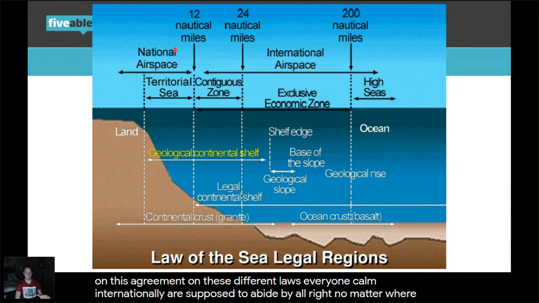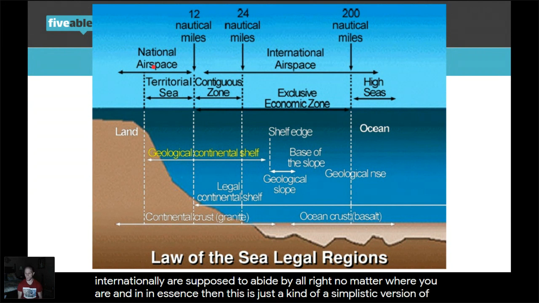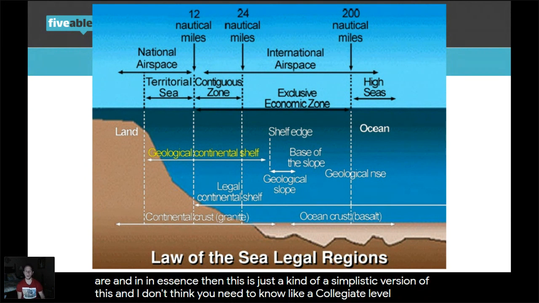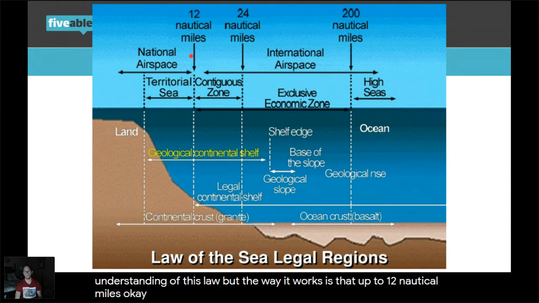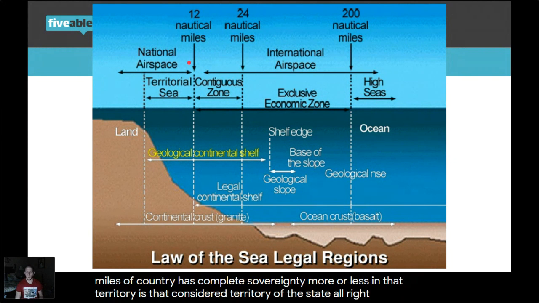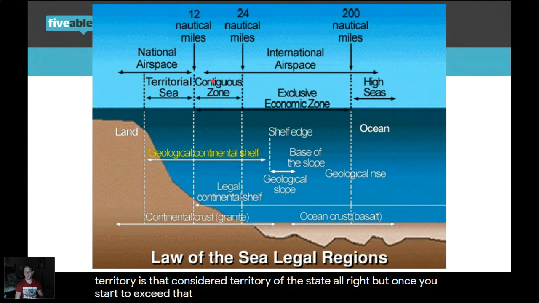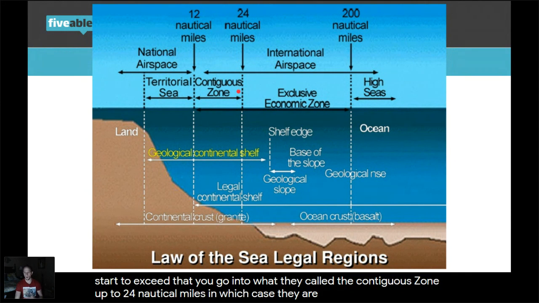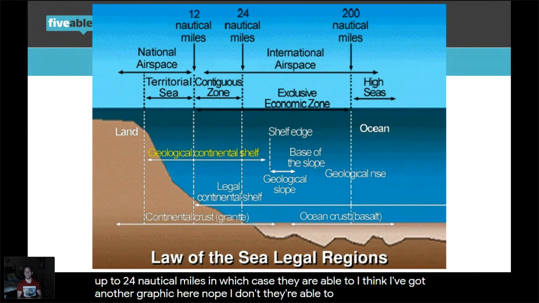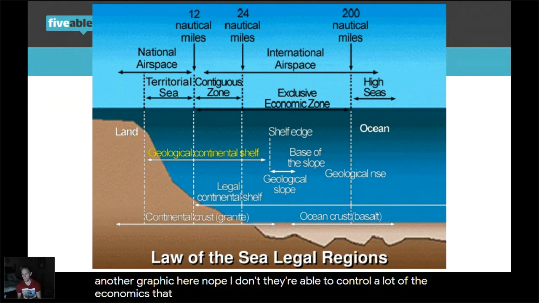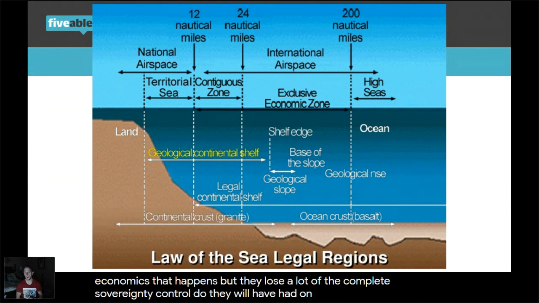And in essence, this is just a kind of simplistic version of this. And I don't think you need to know a collegiate level understanding of this law. But the way it works is that up to 12 nautical miles, a country has complete sovereignty, more or less, in that territory. It's considered territory of the state. All right. But once you start to exceed that, you go into what they call the contiguous zone, up to 24 nautical miles, in which case they are able to control a lot of the economics that happens, but they lose a lot of the complete sovereignty control that they will have had under the territorial sea.